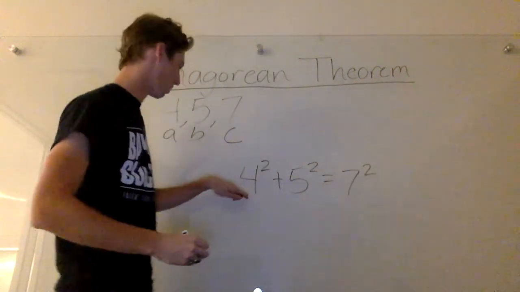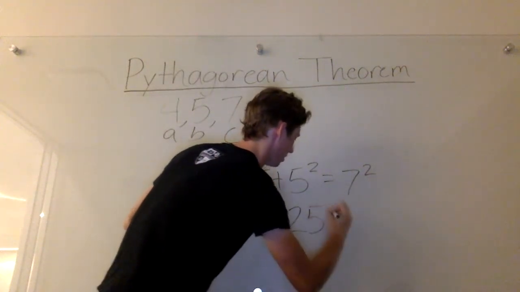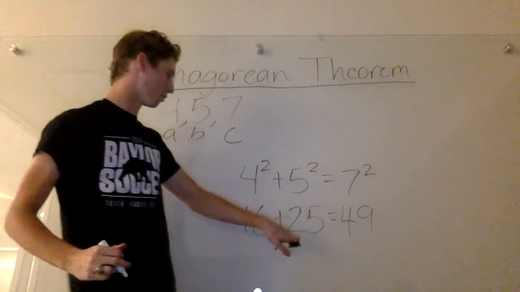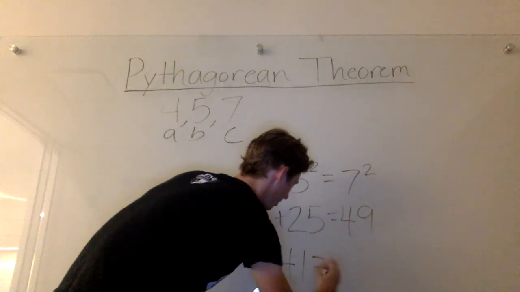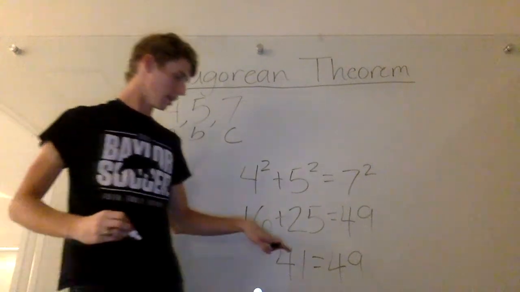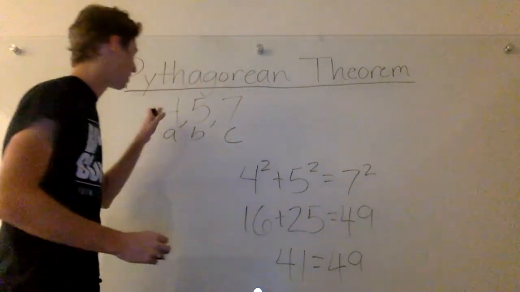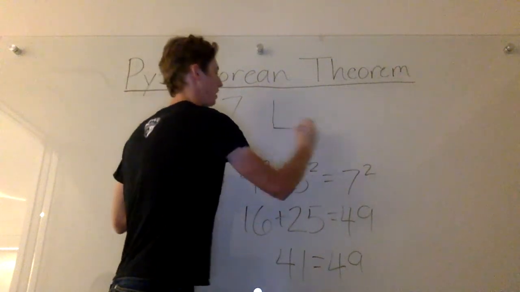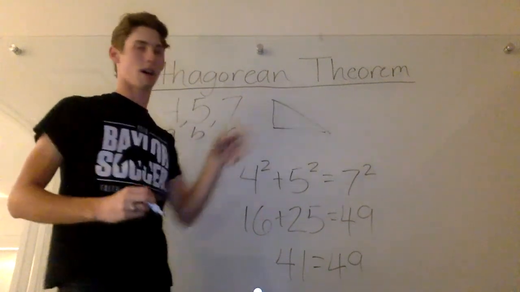All right, 4 squared is 16. Plus 5 squared is 25, equals 7 squared, which is 49. And then we've got 25 plus 16, which gets us to 41. Right? Okay. 41 equals 49. Now, obviously, this is a false statement. 41 does not equal 49, which means that these 3 side lengths cannot form a right triangle. You cannot draw a right triangle that will have side lengths 4, 5, and then 7 to make the hypotenuse.